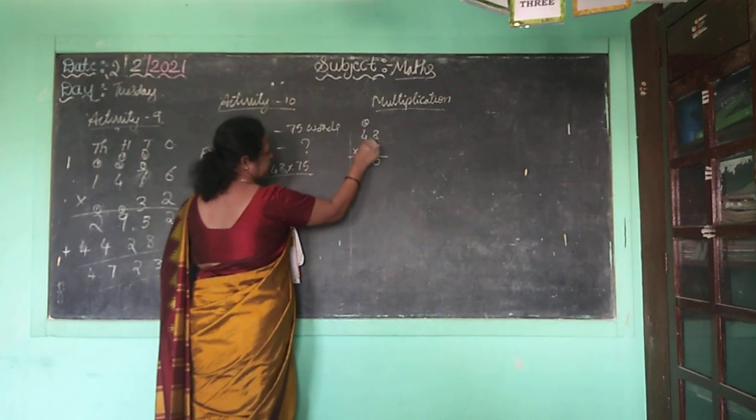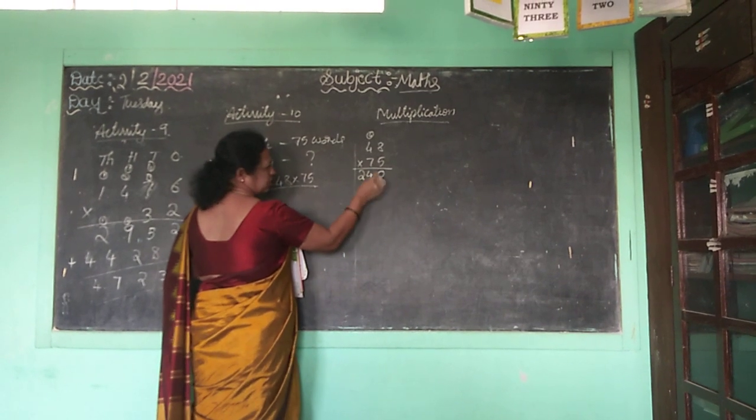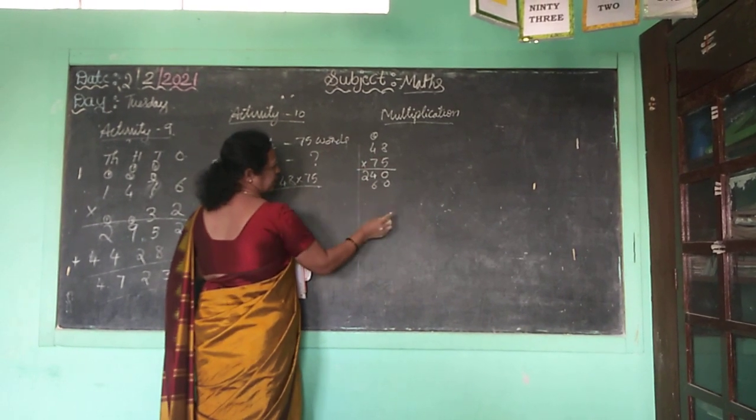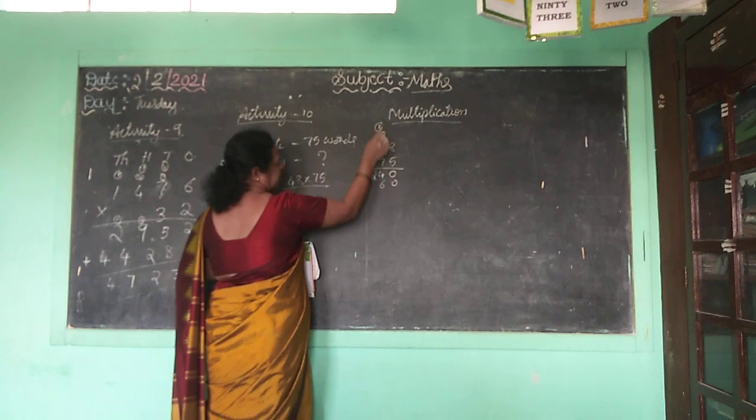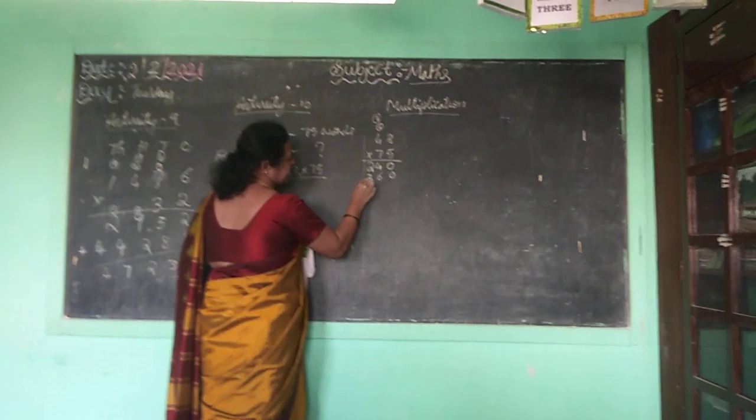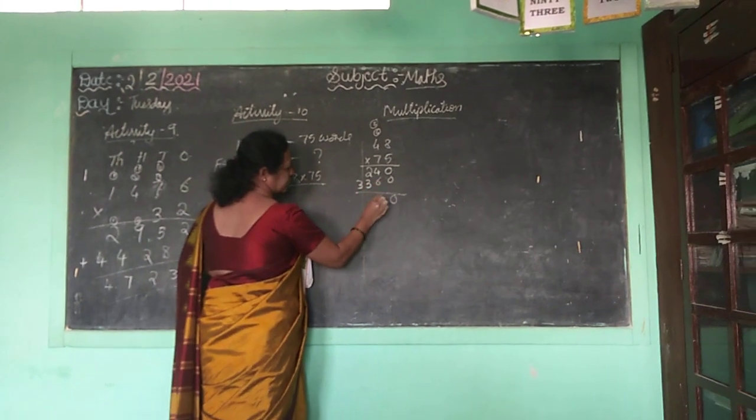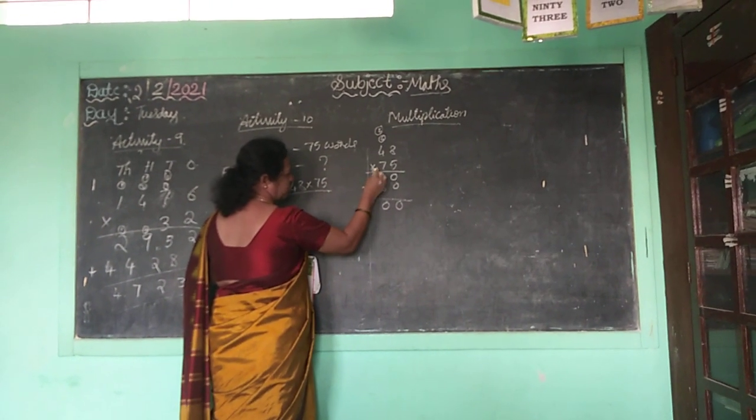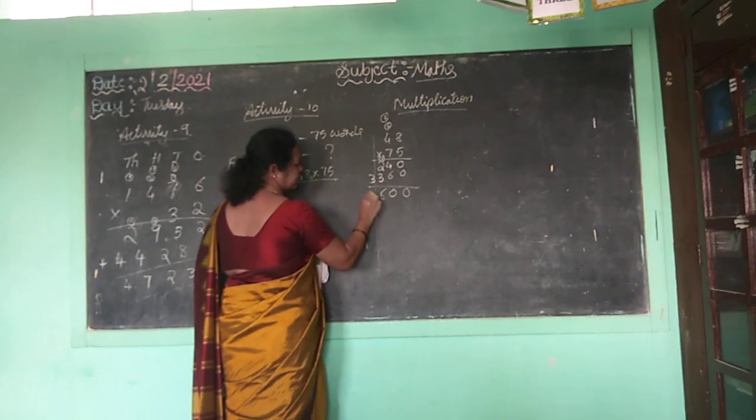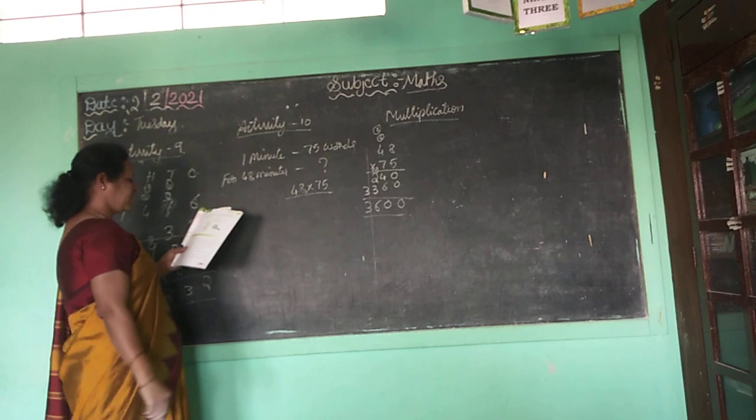4 carry. 5 4s are 20 plus 4, 24. Now, 1's place over, 0. 7 8s are 56. Carry 5. 7 4s are 28. 28 plus 5 is 33. Okay. 0. 4 plus 6 is 10. Right? 0, 1 carry. 1 plus 2, 3. 3 plus 3 is 6. 3. So, how many words can she type in 48 minutes?